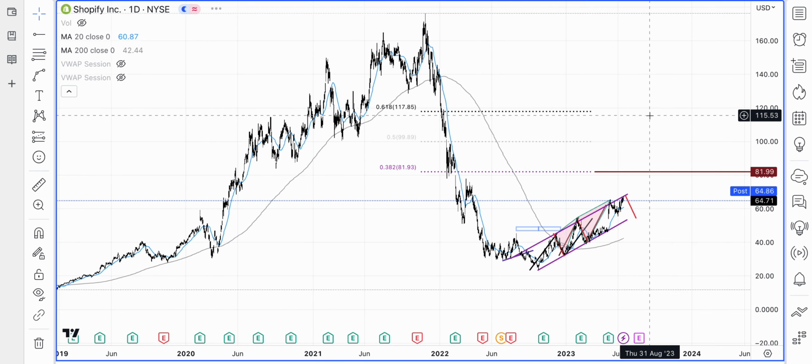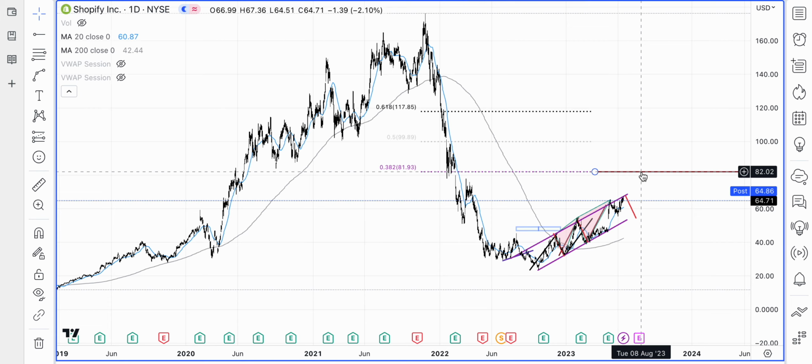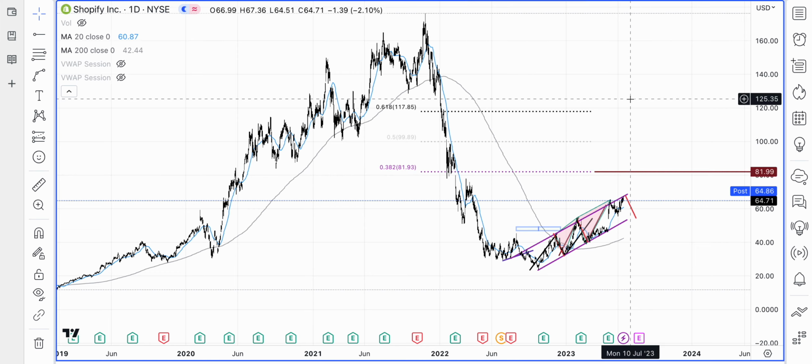So for me, in other words, that's an indication that the bear market for this stock might be over if we begin to close convincingly above the $82 per share level for at least 3 to 4 days, or maybe a week. That's how I am looking at it.